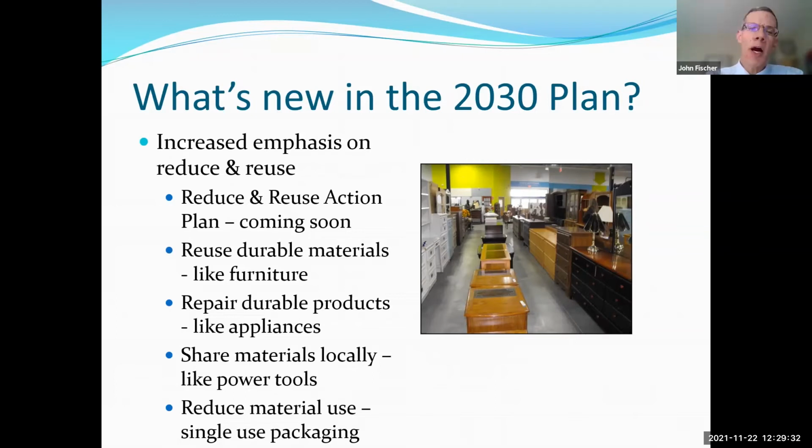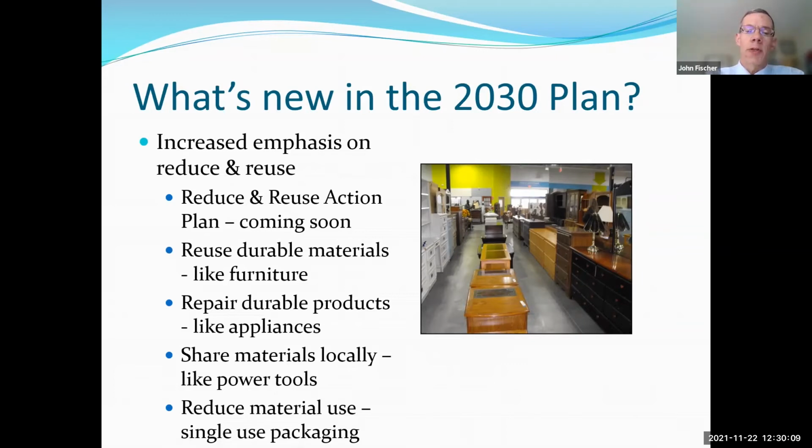So when we talk about reduce and reuse, some of the types of things we're talking about are extending the lifetime of products, things like durable materials like furniture. The picture on the right is a Habitat for Humanity ReStore location. I believe this is the one in Ashland, but there are a number of these around Massachusetts where things like furniture and building materials can be resold, and where we can extend the use of those products rather than throwing them out initially.